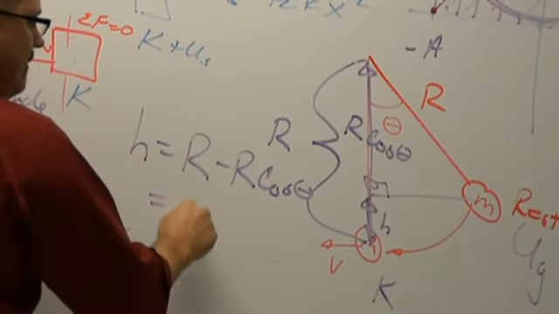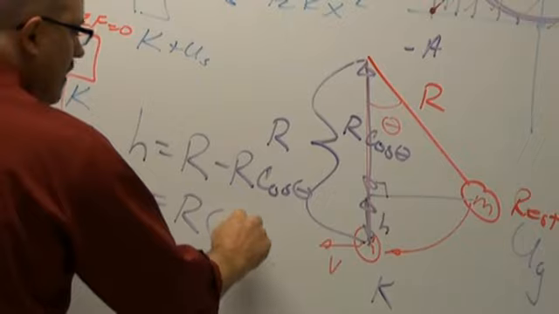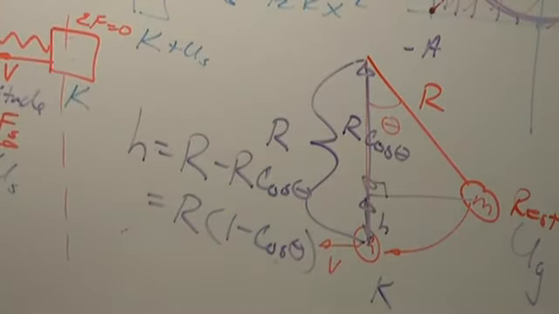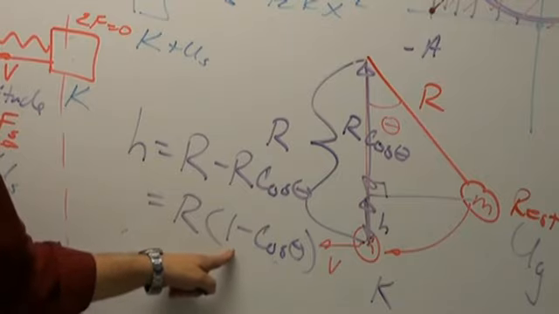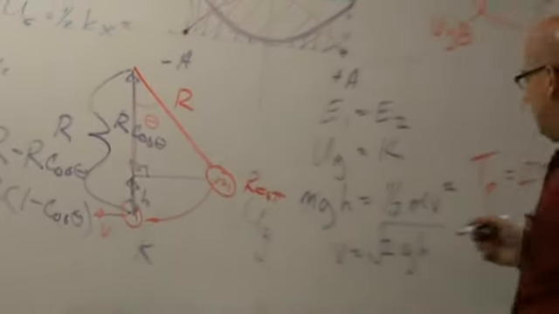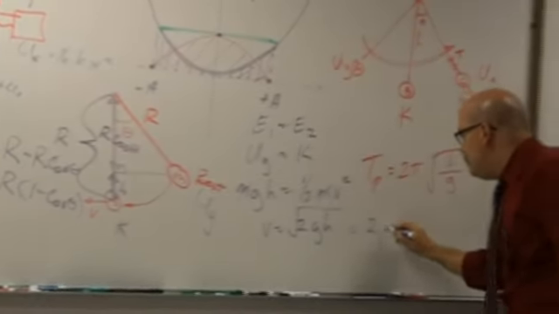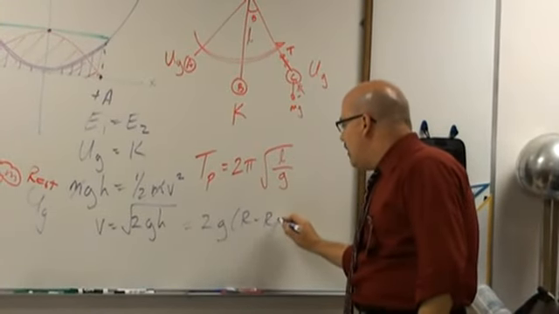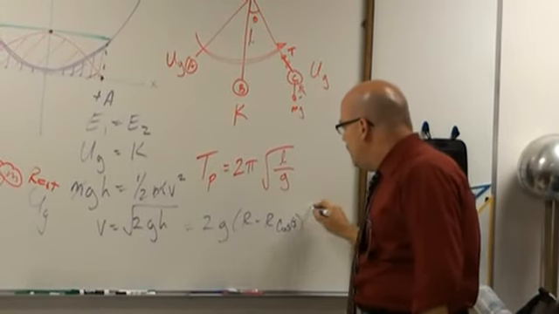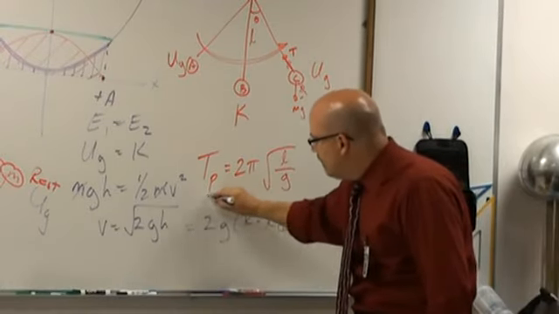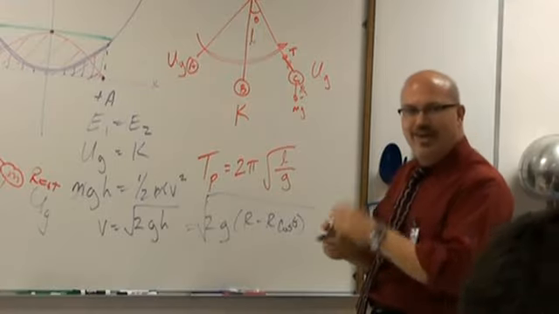And if you're in your math class, they'd be happy with you if you did this. But we don't care in physics because that is exactly the same as that, right? So you have to take this and plug that in here for h. So it becomes the square root of 2g times r minus r cosine theta. Whoa, that's an ugly square root.